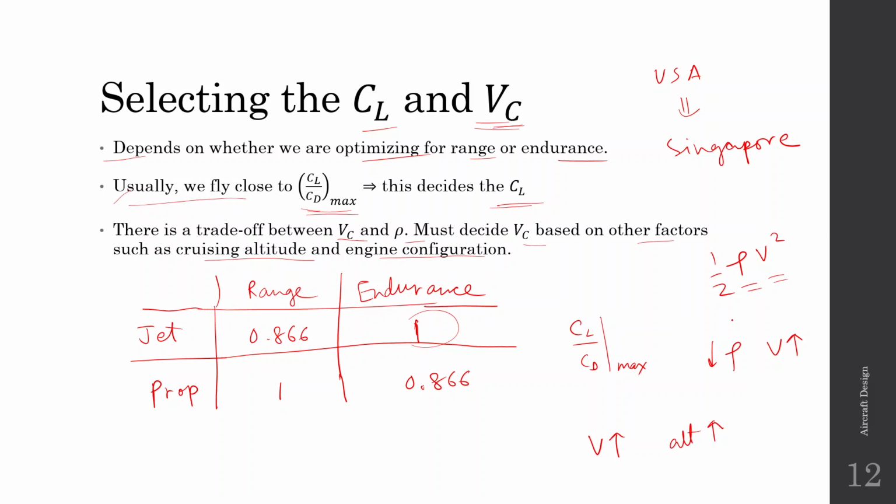Regardless of this, if we want to go at higher velocities, we require bigger engines. Also, if you go very high, then you have to pressurize the cabin, which might add additional weight and complexity. So depending on these things, we have to decide the cruising velocity.